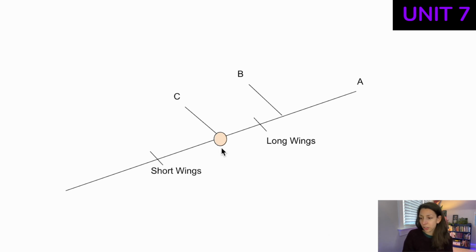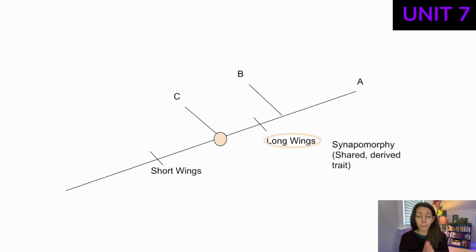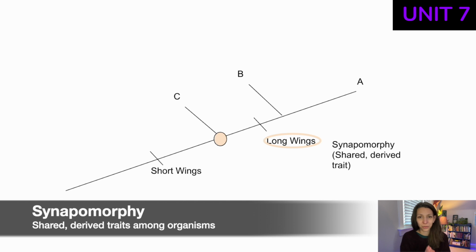So if we look at this tree right here, again, ignoring the branch lengths for now, we see that each end point on the tree, A, B, and C, is going to represent a different species group. And the last time on this tree that A and C shared a common ancestor was at this branch point here on the tree. Sometimes on trees, you'll also see these synapomorphies or shared derived traits.